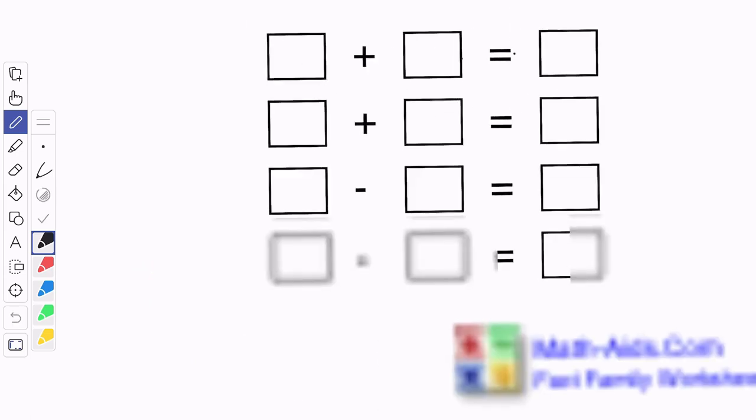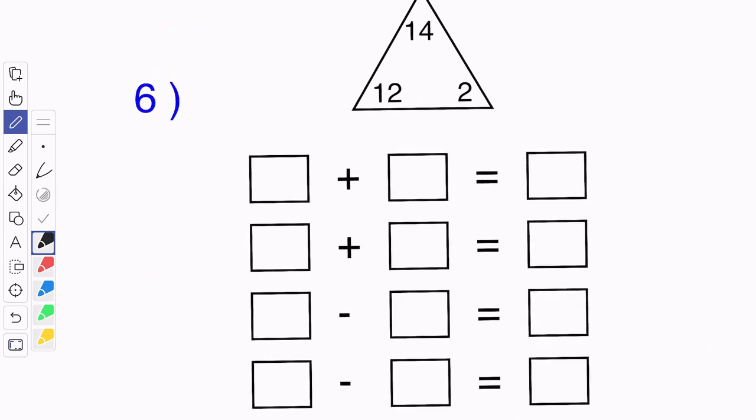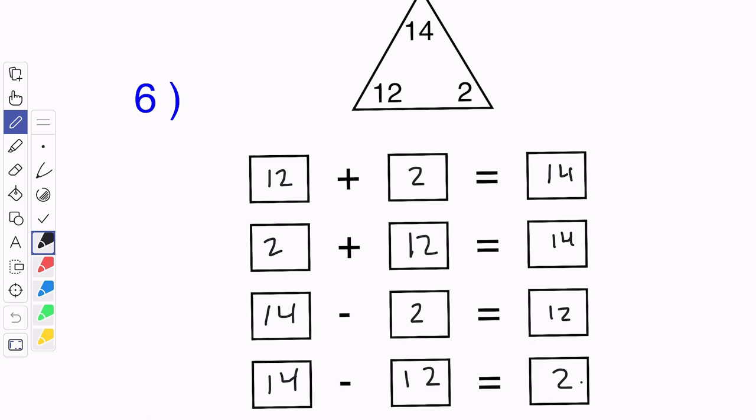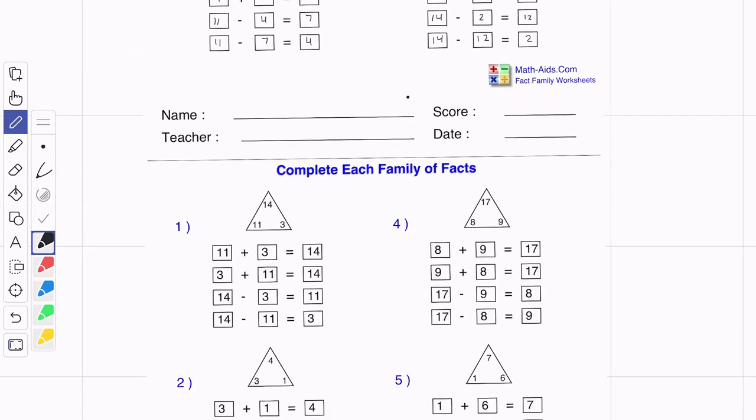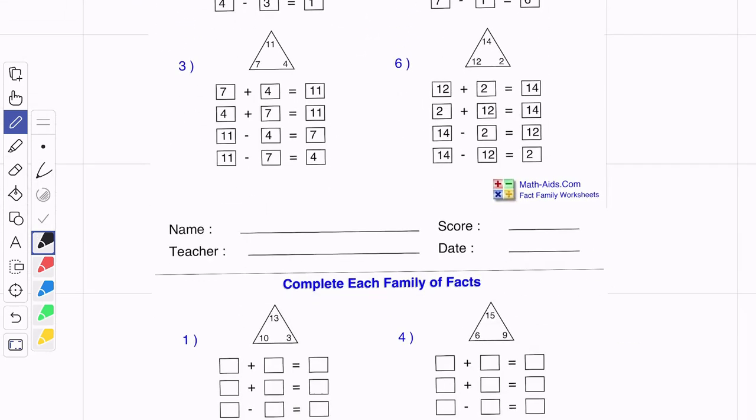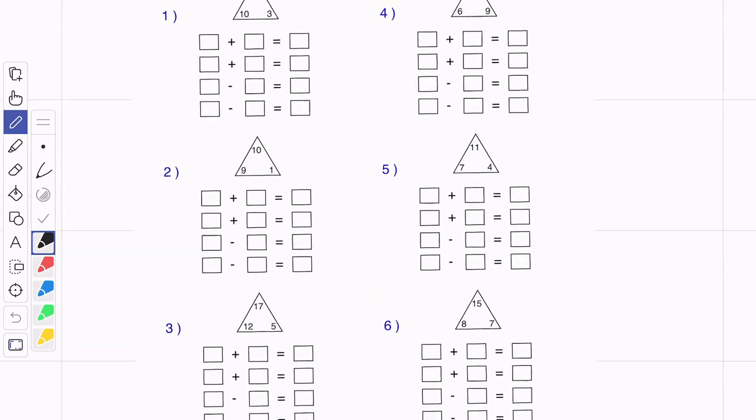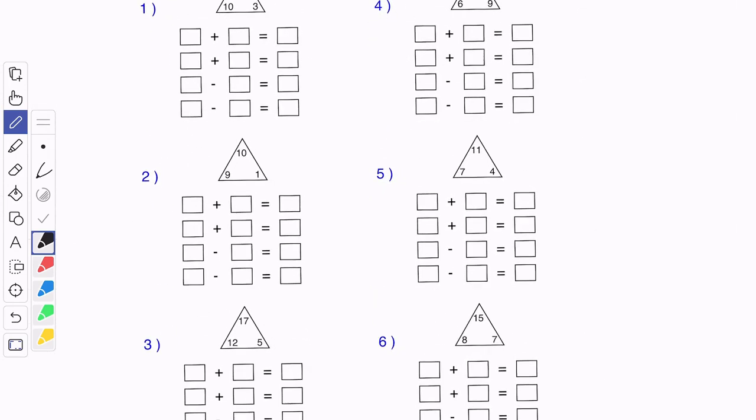For this one, we have 12, 2, and 14. We're going to put 14 here for the addition ones and 14 here for the subtraction ones. We could do 12 plus 2 equals 14, and then 2 plus 12 equals 14. 14 minus 2 equals 12, and then 14 minus 12 equals 2. And these are the answers. Now I'm going to give you guys some time to work on these ones.